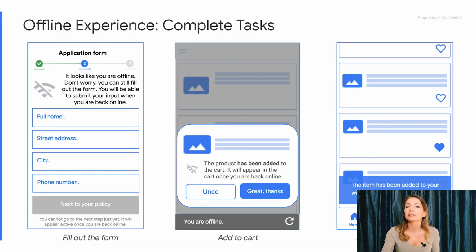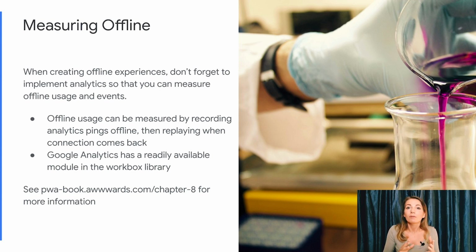Now, when creating offline experiences, don't forget to implement analytics so that you can also measure offline usage and events. Offline usage can be measured by recording analytics pings when the user is offline and then replaying them when the connection comes back, as described here on the slide. For Google Analytics, this is readily available in a module for the Workbox library and means that all analytics events will still be tracked even when the user goes offline. Check out the measurement chapter in the ebook for more information.